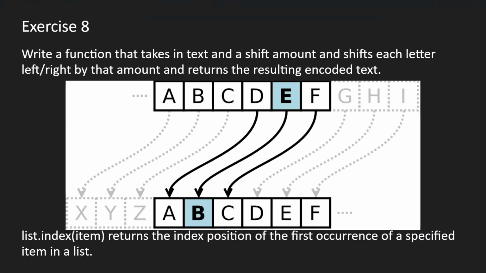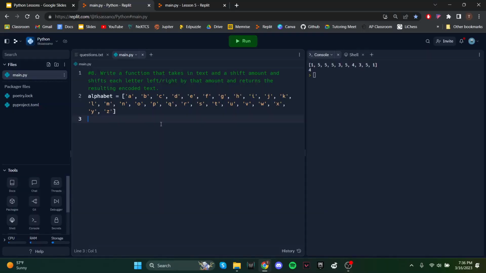Write a function that takes in text and a shift amount and shifts each letter left or right by that amount and returns the resulting encoded text. So this is called a Caesar cipher. And a helpful function for this, list.index item returns the index position of the first occurrence of that item. So we have an alphabet list here just to get the letters.